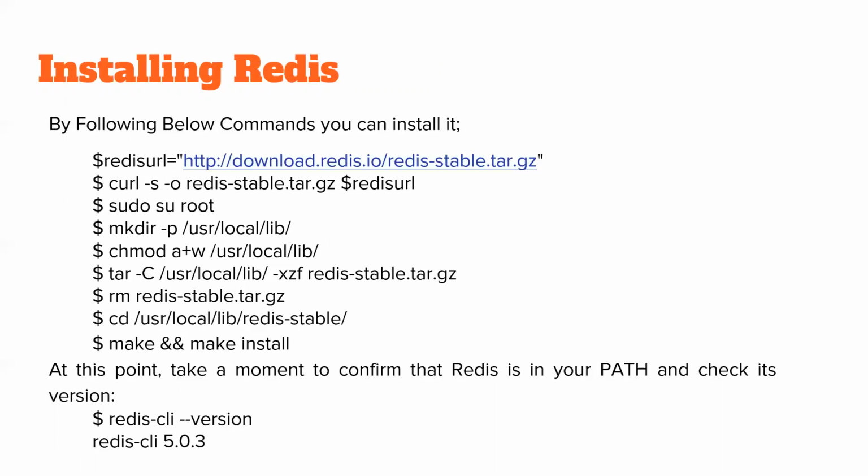As Redis is written in C, you will need to compile, link, and install with the make utility. Using the make utility does two actions. First, the make command compiles and links the source code. The make install part takes the binaries and copies them to /usr/local/bin so that you can run them from anywhere. Assuming that you are on the path, at this point take a moment to confirm whether Redis is in your path or not.